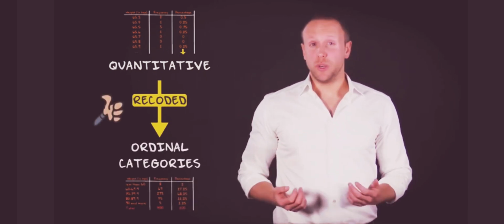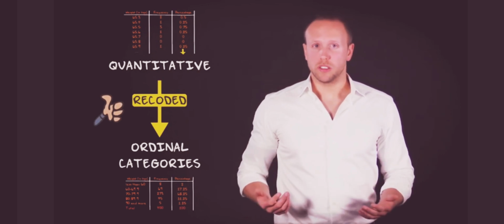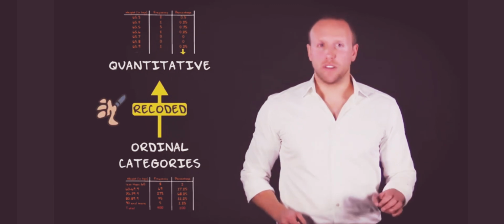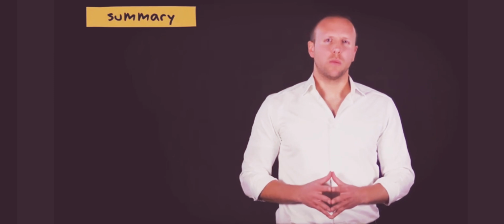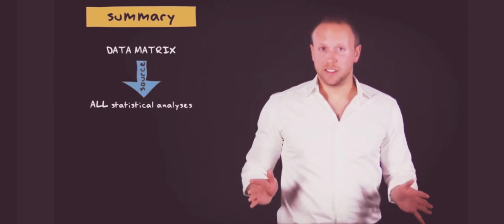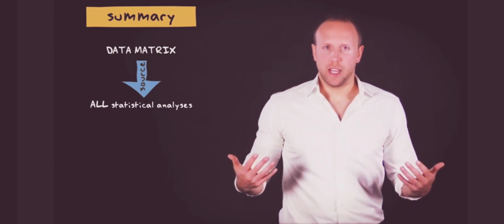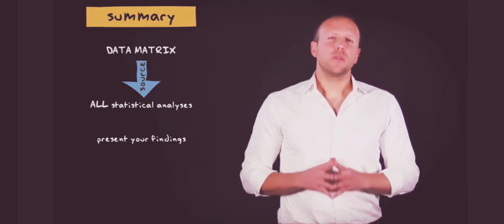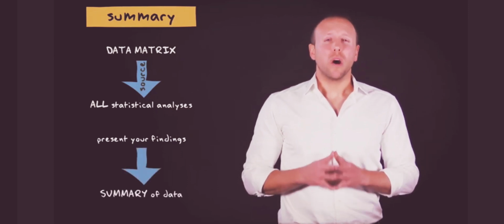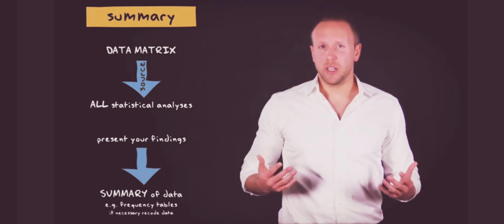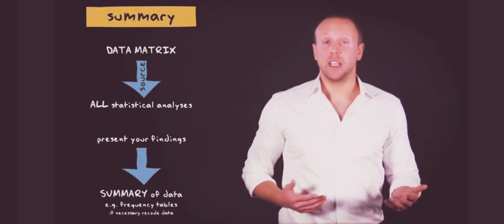It is very easy to recode quantitative variables into ordinal ones. However, the other way around is impossible. You cannot recode ordinal variables into quantitative ones. So, what do you know now? You use a data matrix as the source of all your statistical analyses. It is the overview of your data. However, if you want to present your findings to other people, you make use of summaries of your data. One very good way to summarize is by making frequency tables. If necessary, you can recode your quantitative variables into ordinal ones.